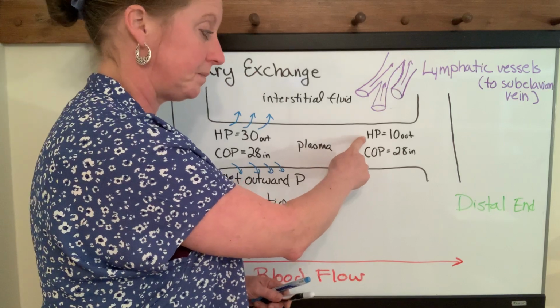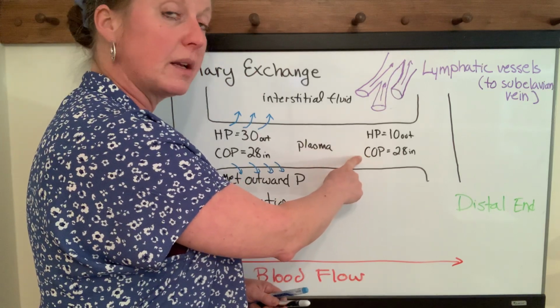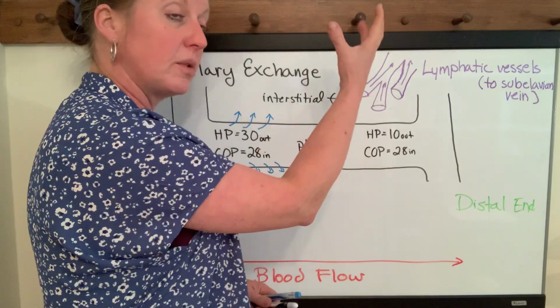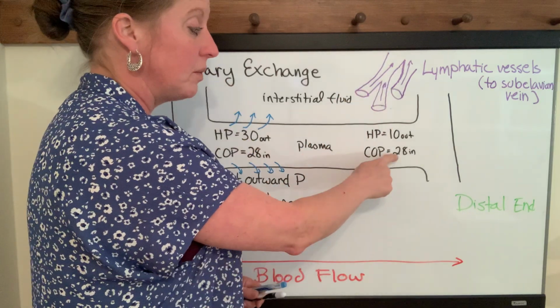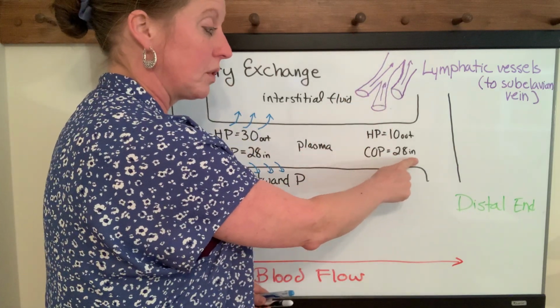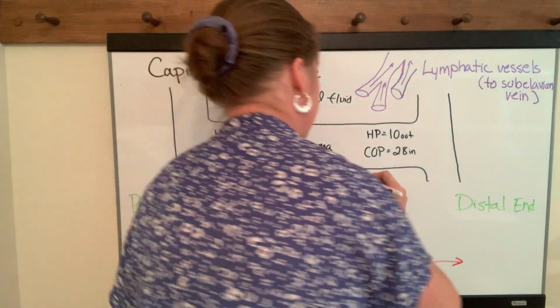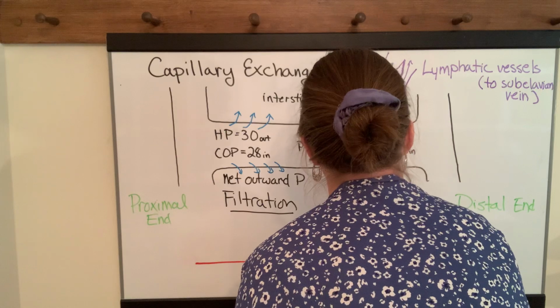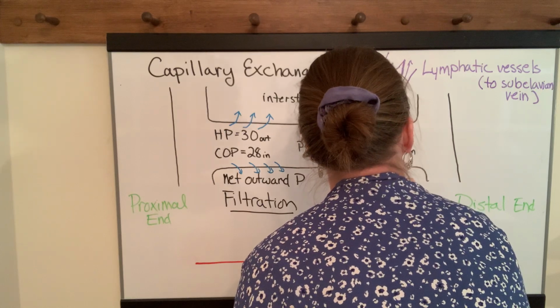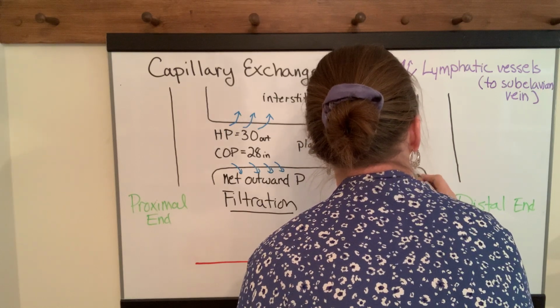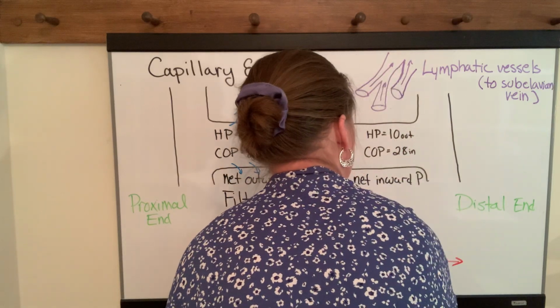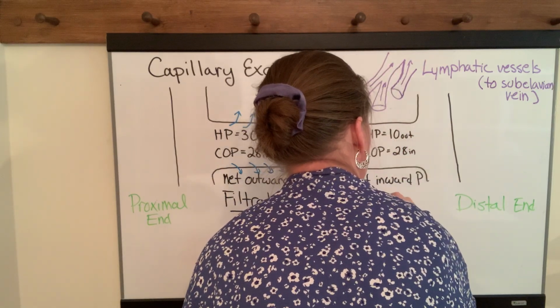The colloid-oncotic pressure is still 28 with an attractive force. So now when we look at these two numbers, the inward pressure is greater than the outward pressure. So we say we have a net inward pressure, and this results in reabsorption.